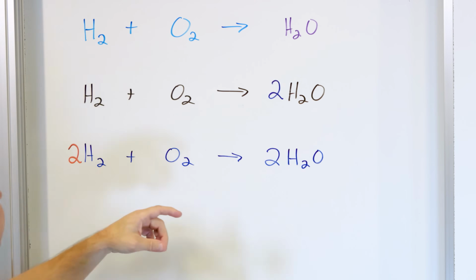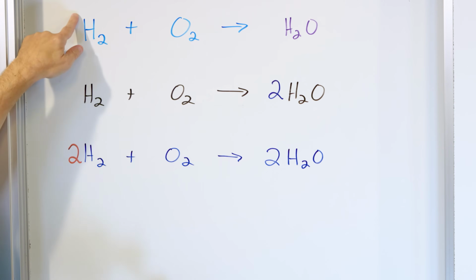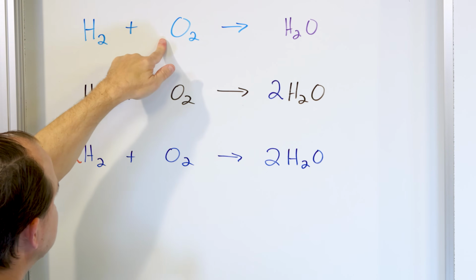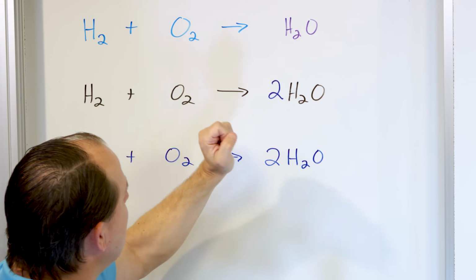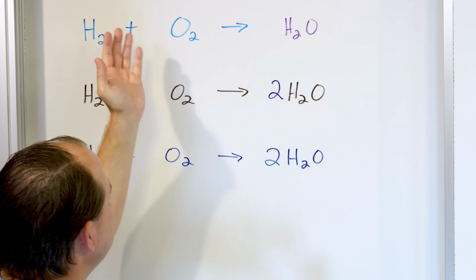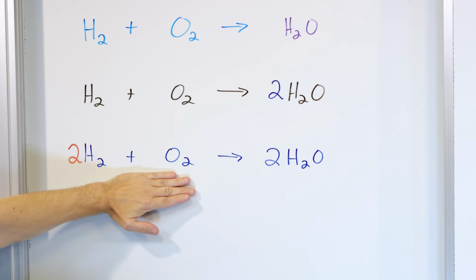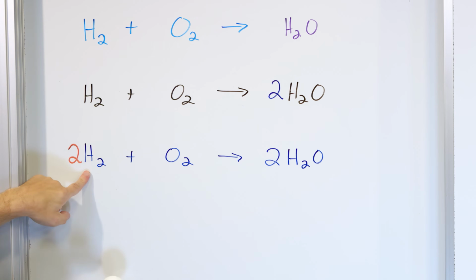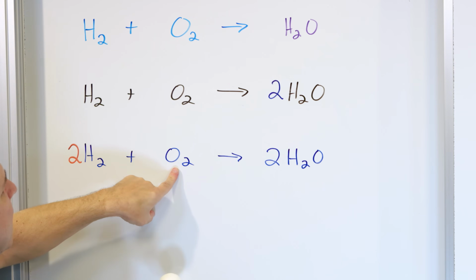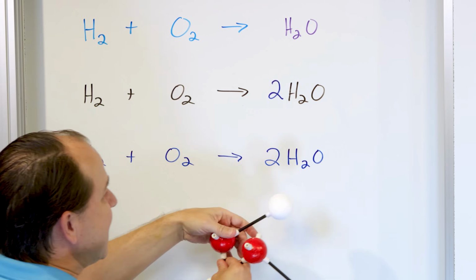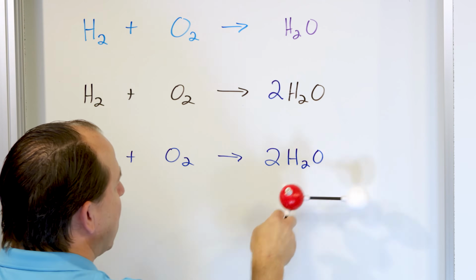So it is not true that you can just take hydrogen gas, 1 molecule of it, and 1 molecule of oxygen to make 1 molecule of water. It doesn't work. The masses of the atoms don't add up. Here is what actually happens. 2 hydrogen molecules combine with 1 oxygen molecule to make not 1, but 2 of the water molecules.